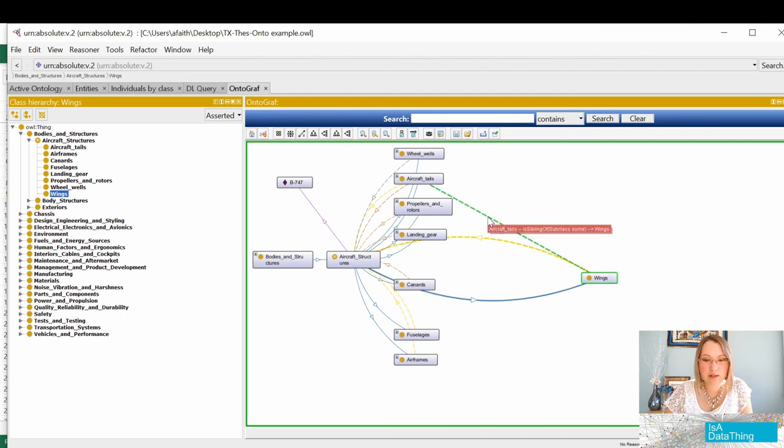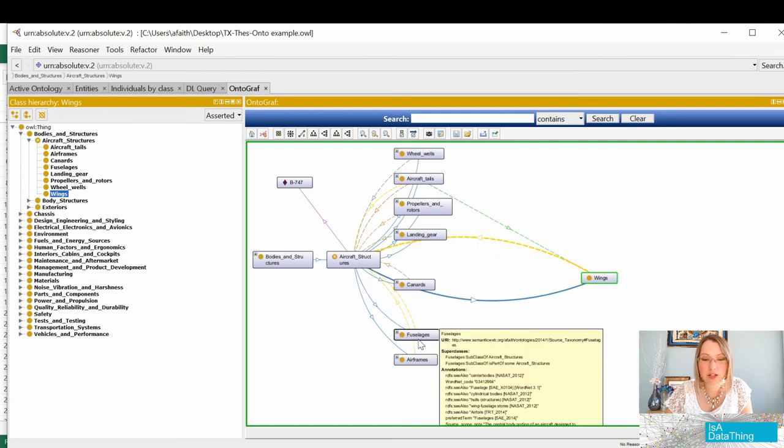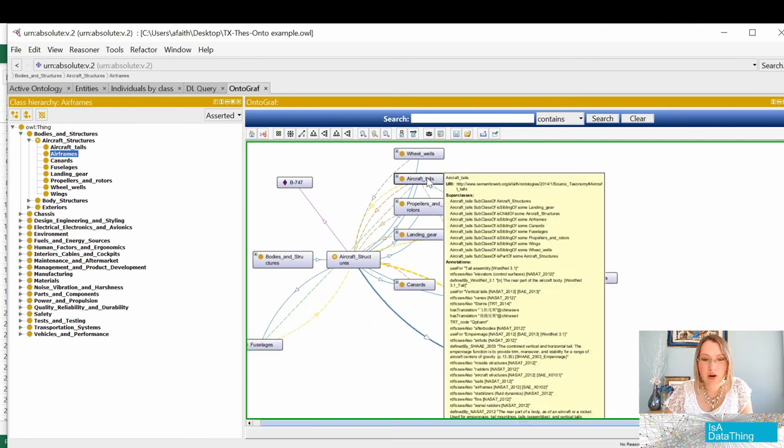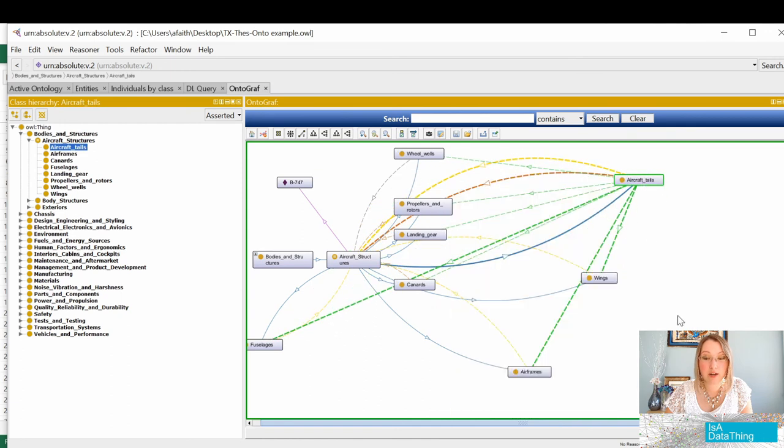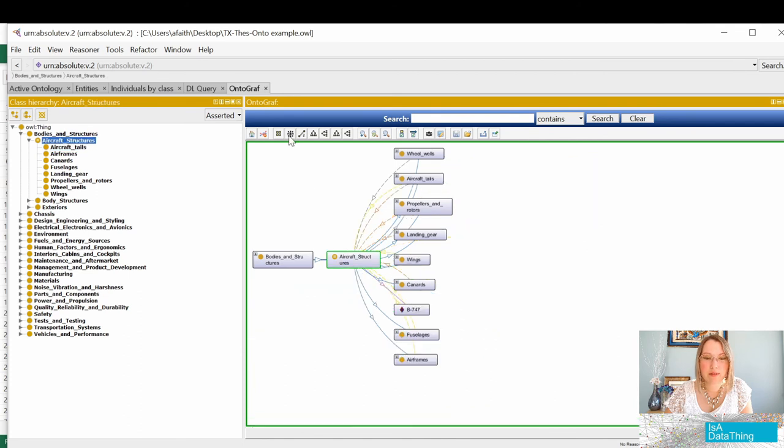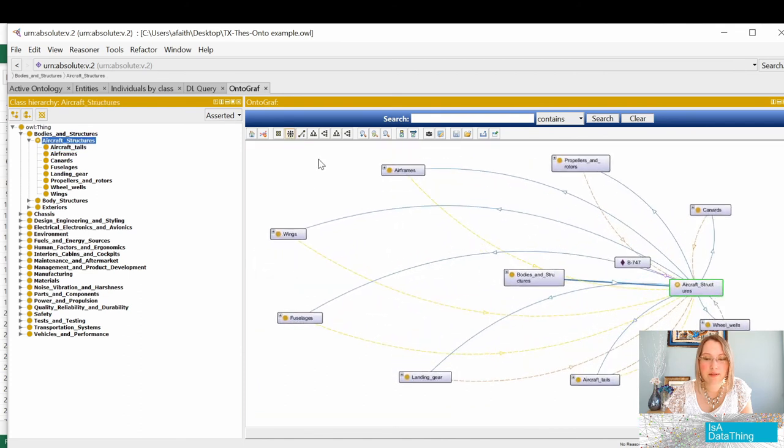So this wings is a subclass. And you can see here, if I hover, wings is a part of the aircraft substructure. So you can actually see how these relations are, let's see, aircraft tails has a lot of relations. You can see how these are all related to one another. Let's do it this way. There we go. All right, so it goes through and it actually describes the different relationships. You can see if they make sense, if there's any circular logic throughout. Again, I wouldn't only depend on this, but this is a good way of kind of checking what you're doing.